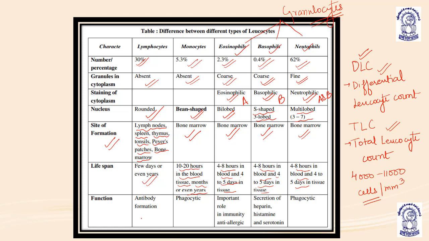Function. Lymphocytes are concerned with antibody formation. Monocytes are phagocytic. Eosinophils have an important role in immunity and anti-allergic responses.